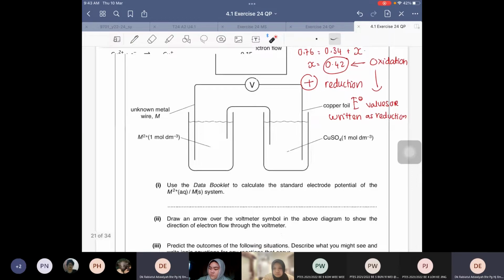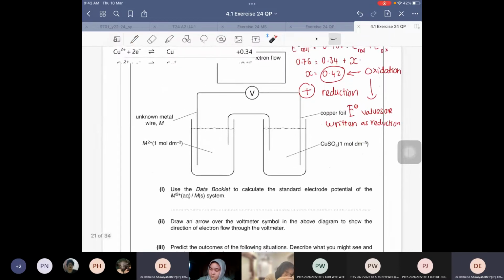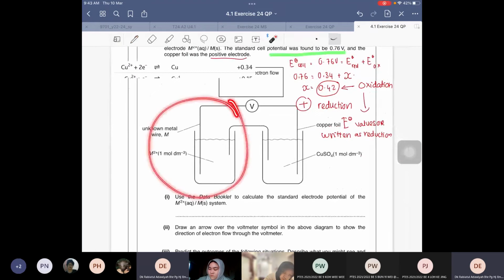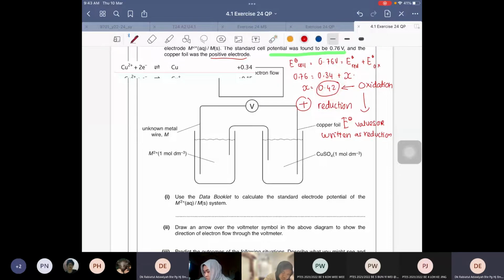Use the data booklet to calculate the standard electrode potential of the M2 plus M system. So that means this is our unknown. We do not know the electrode potential of the reduction, but we found that for oxidation, it's 0.42. That means for reduction, it's negative 0.42. So E note is equal to negative 0.42 volts.